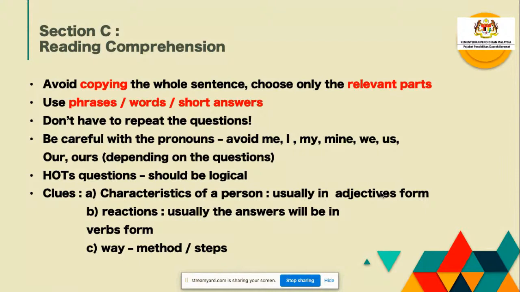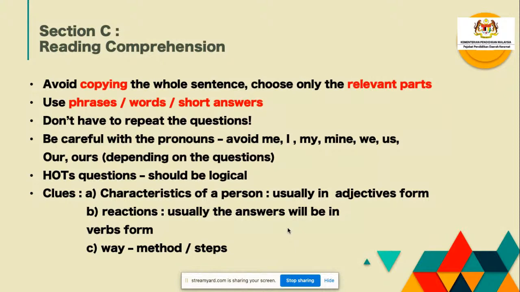Please pay attention, as in paper 2, section C has the most marks, 25 out of 70 marks. Alright, reading comprehension. Number one, please remember, do not copy exactly the whole sentence from the paragraph in the text. You need to know the relevant part that is answering the question. If you give more than the relevant parts, your answer will be considered as wrong. So that's why you need to know what is being asked in the question.